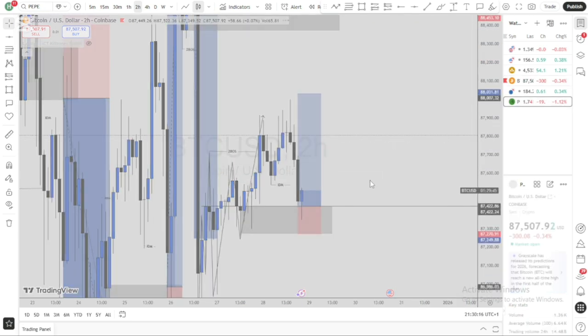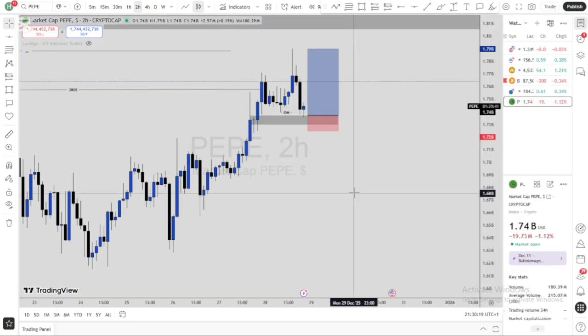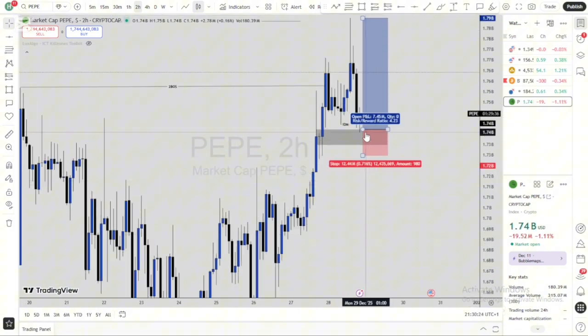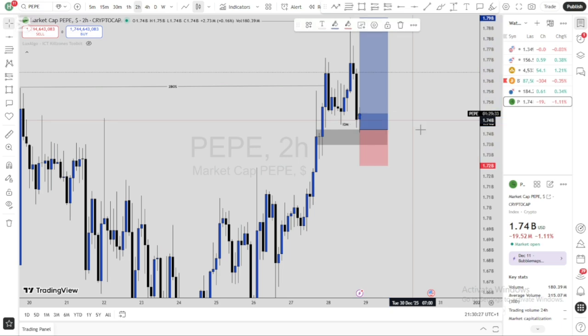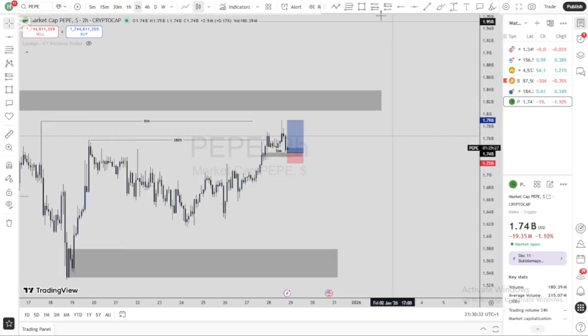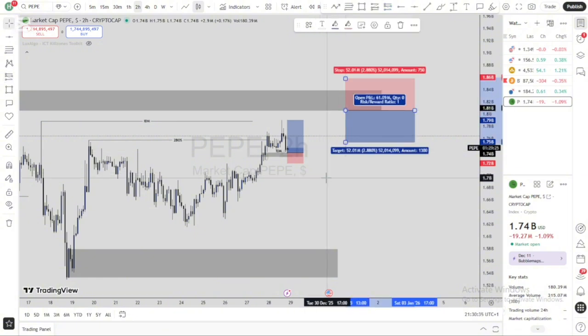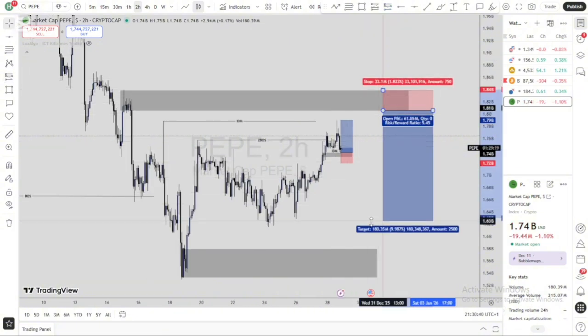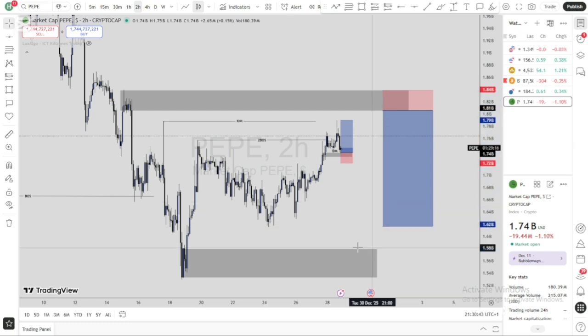And here on Pepe 2, I also have the same on Pepe. You can see it tapped into the order block. You can see the same thing on Pepe 2. I'm trying to sell Pepe from the zone to take out this inducement, right?